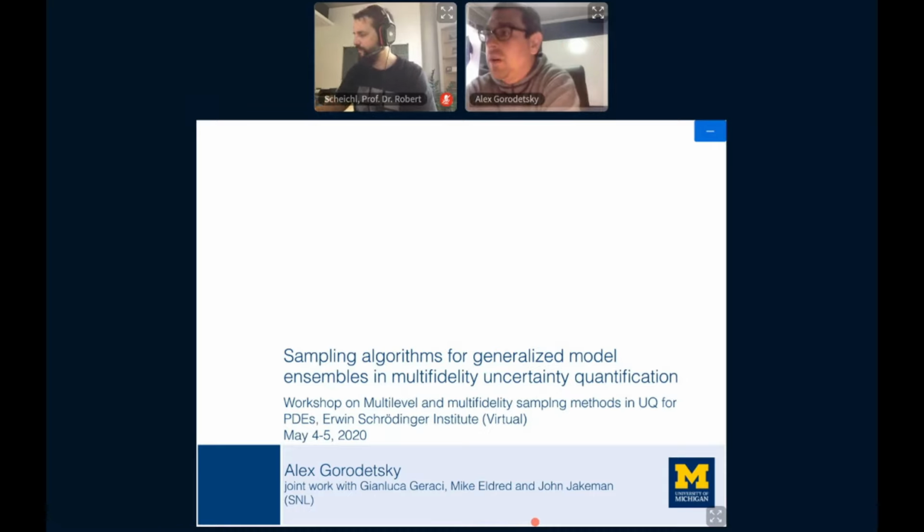So I will be talking about, again, as Rob said, generalized model ensembles and sampling algorithms. And this work is done jointly with Gianluca Gerasi, Mike Eldred, and John Jakeman. I believe John Jakeman's also on the line. All three of them are at Sandia National Laboratories.